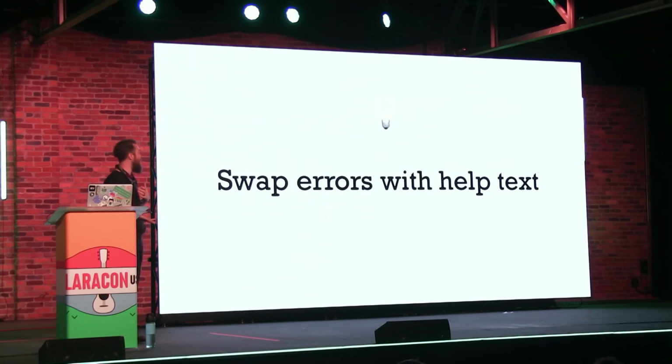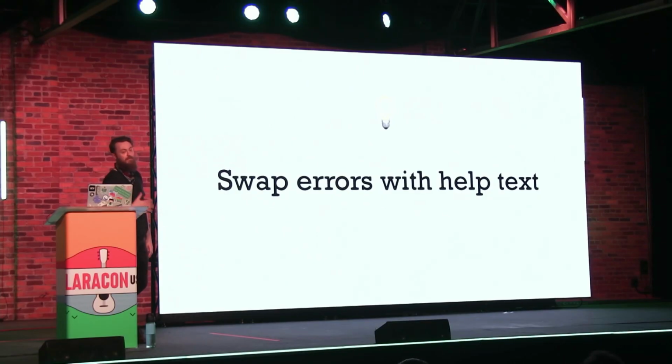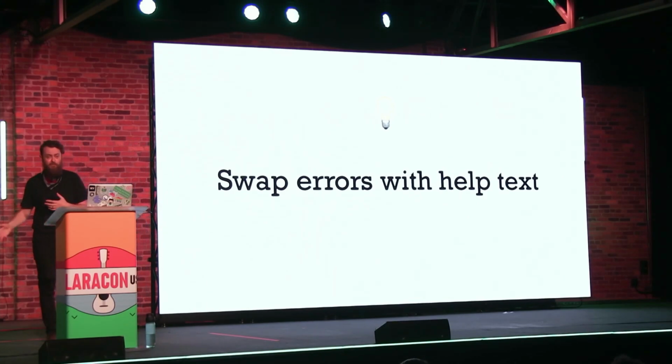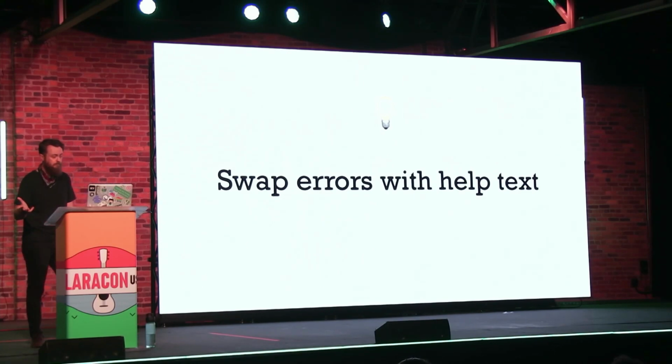That is to swap errors with help text. Remember, the best user experience we can give our users is to not see any validation errors. So what if instead of guiding them to the right data through validation errors and telling them that they've done something wrong, what if we shift that and instead guide them in the first place to enter the correct data so that they never hit a validation error?